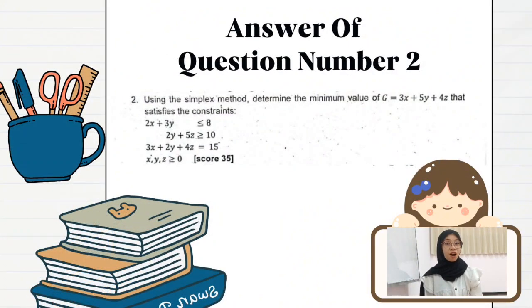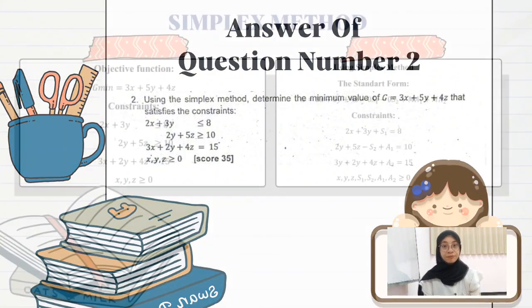So this is the question of number 2. Using the simplex methods, determine the minimum value of g equal to 3x plus 5y plus 4z that satisfies the constraints 2x plus 3y less than or equal to 8, 2y plus 5z more than or equal to 10, 3x plus 2y plus 4z equal to 15, and x, y, z non-negative.